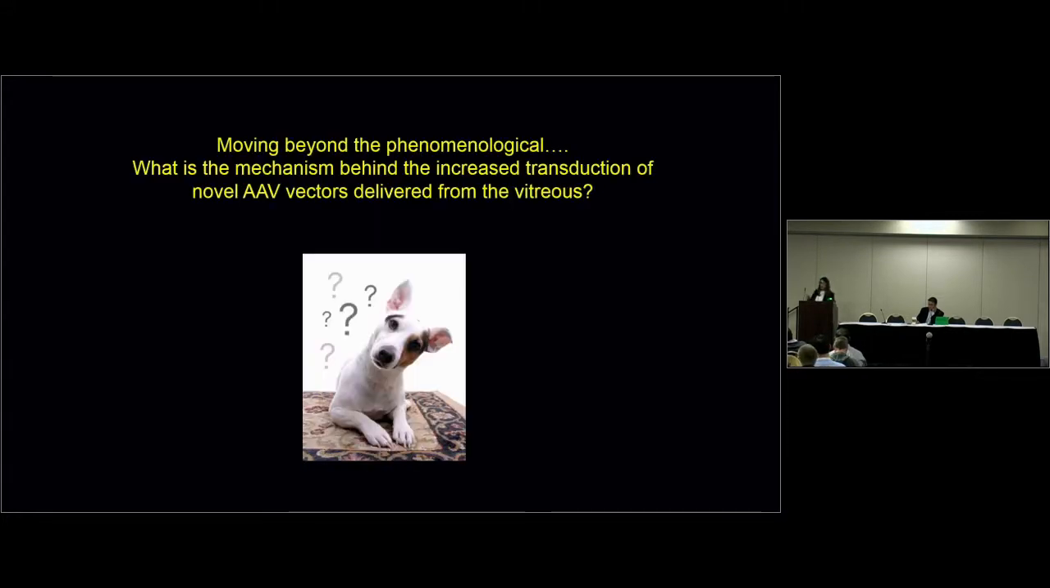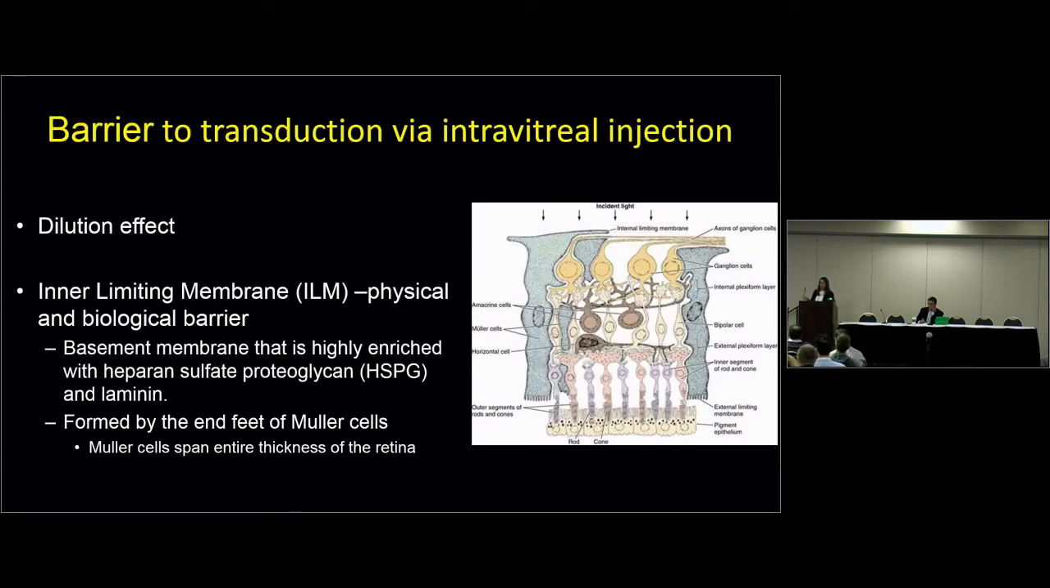So we wanted to understand why. Why are the vectors that get back to the photoreceptors from the vitreous doing a better job of that? Because if we can understand the mechanism of this, then perhaps we can harness it and make these vectors even better. So to do that, we needed to understand the barriers to transduction via the vitreous, the first of which is a dilution effect. That dilution effect isn't as big in a mouse, obviously, but when you put this vector into a monkey eye, it's pretty big and there's a lot of vitreous.